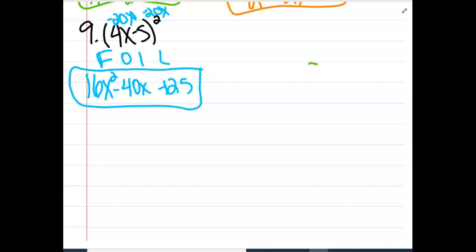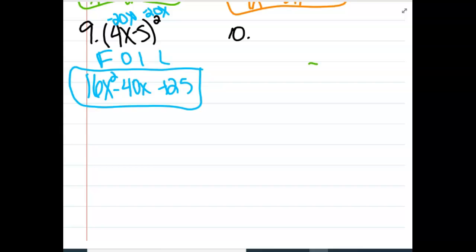Yes? So the O and I are always going to be the same every single time if it starts out like this. Now keep in mind, for the problems we did yesterday, you can't use these shortcuts, because it wasn't a square of a binomial; there were two different sets of parentheses.